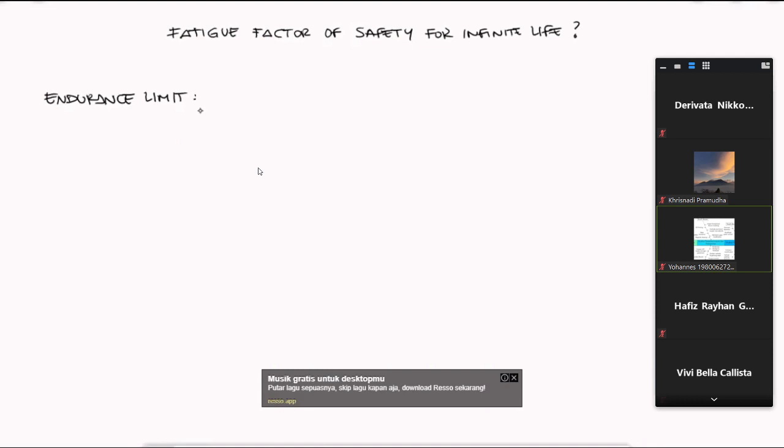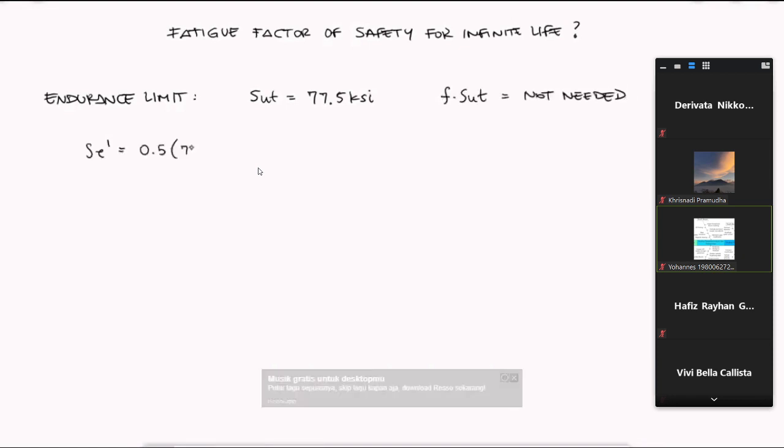The ultimate strength of the steel I'm using is equal to 77.5 ksi. Since I'm not trying to find a fatigue strength, and therefore I don't need the S-N diagram, I won't be needing to find the f coefficient for the f times Sut term. I just need a first estimate of the endurance limit, Se, and a more accurate one using the Marin factors. As with a real brass pedal, the surface finish would probably be a polished one, and therefore the surface factor would be equal to 1.